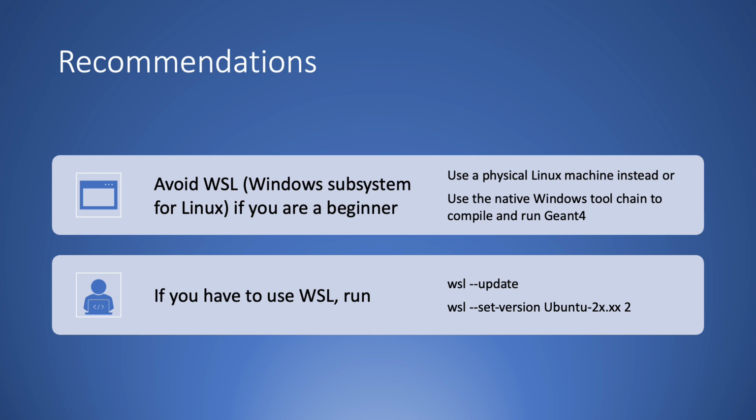With so many problems, I would not recommend a Geant4 beginner to use WSL. You should use a physical Linux machine instead. Or if you stay in Windows, you should use the native Windows toolchain to compile and run Geant4. If for some reason you will have to use WSL, remember to update it and also to make sure that your Ubuntu is running in version 2 of WSL.